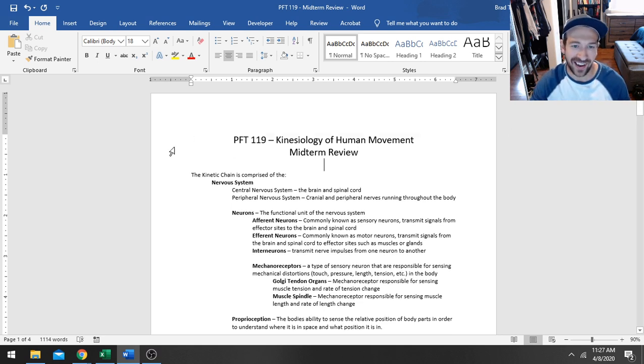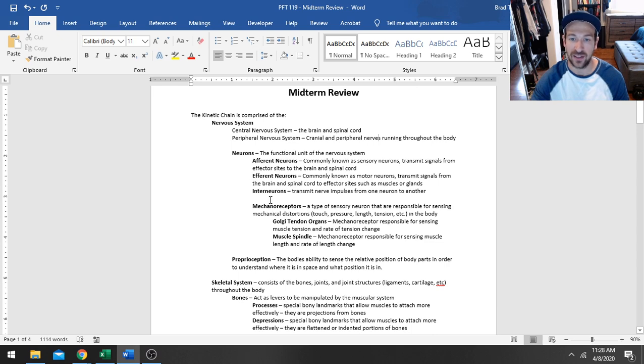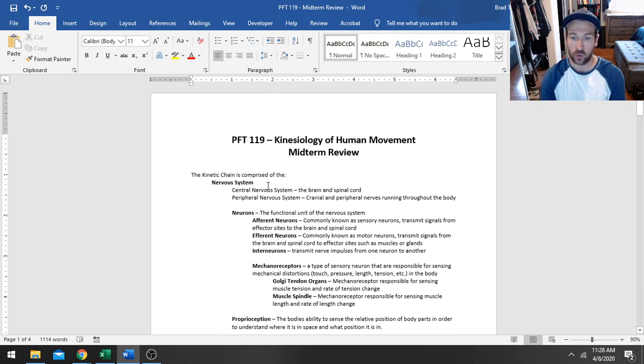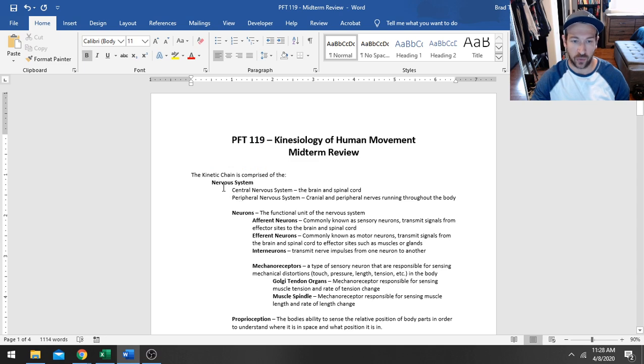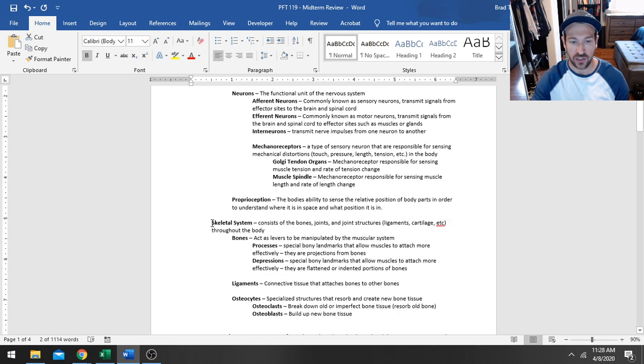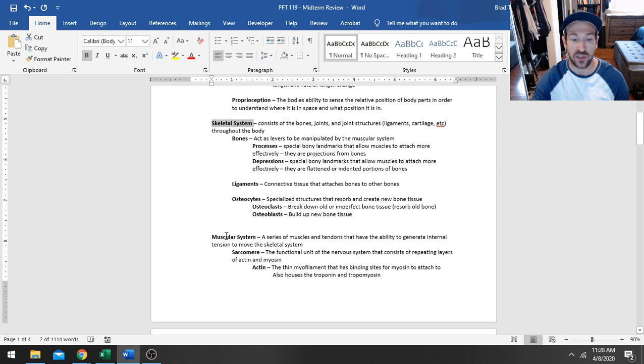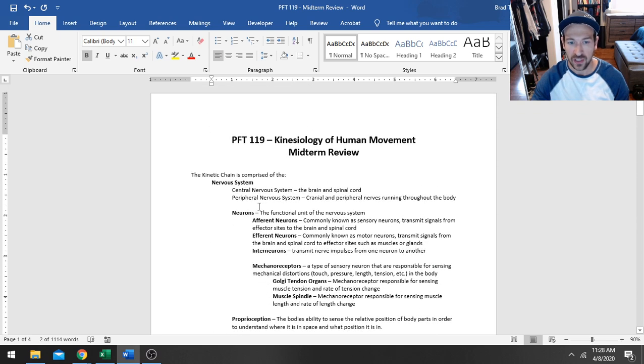So we are going to go ahead and go through all of our most important terms in order to make sure that everybody is prepared and feeling really good about our midterm. So the first thing we're going to start talking about is our human movement system, or the kinetic chain here. So your kinetic chain is comprised of your nervous system, your skeletal system, and your muscular system. So let's go ahead and start by talking about the nervous system.